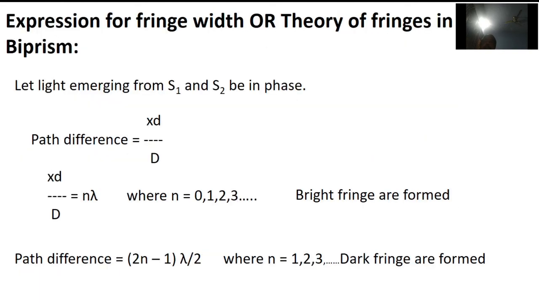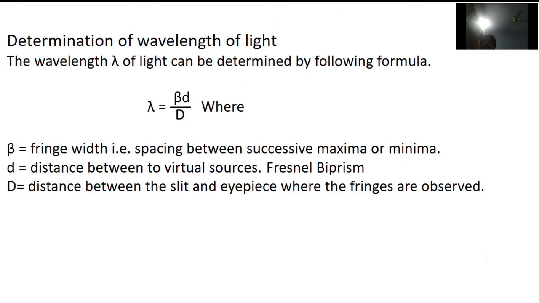Next, we will move on to the determination of wavelength of light. The wavelength lambda of light can be determined by the following formula: lambda is equal to beta d by D, where beta is the fringe width, d is the distance between the two virtual sources, and D is the distance between the slit and the eyepiece where the fringes are observed.